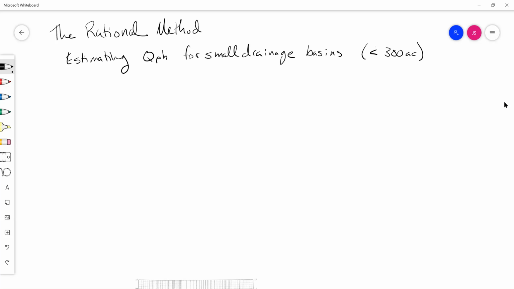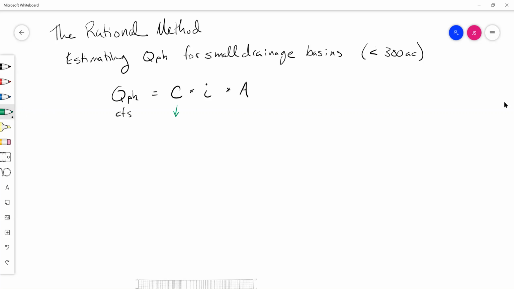So to do this, I'll just write the equation out first and we'll explore it. Peak discharge in units of CFS is equal to C, the rational method coefficient, times I, which is the rainfall intensity, times the drainage area. That's the equation. And let's take a look a little bit more at these coefficients.